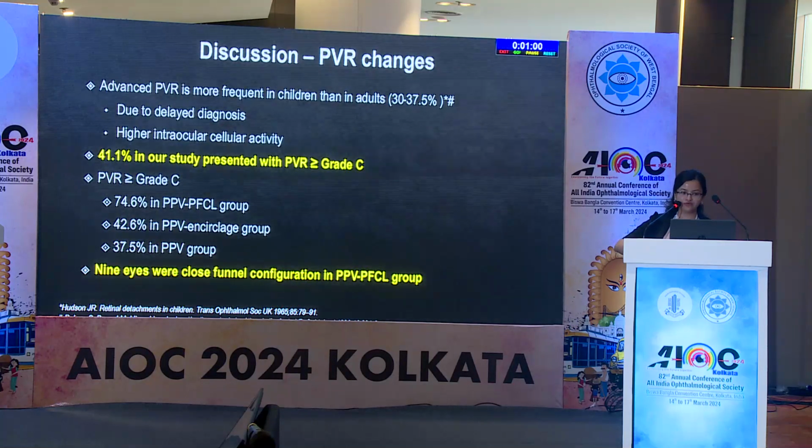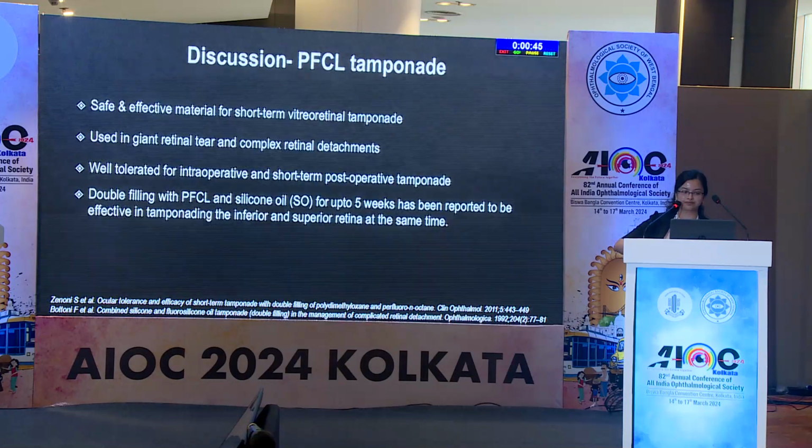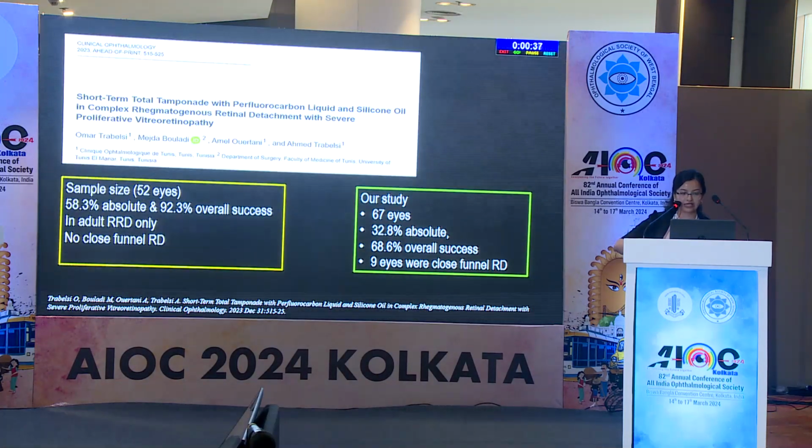PVR is more frequent in children because of delayed diagnosis and high intraocular cellular activity. 41.1% in our study had PVR more than C. Out of these, 9 eyes were closed funnel RD, which were in the PFCL PPV group. PFCL as a short-term endotamponade has been safe and effective, and is safe up to 5 weeks. In adult rhegmatogenous detachment, the success is around 92%. However, there are no studies about the same in the pediatric population.